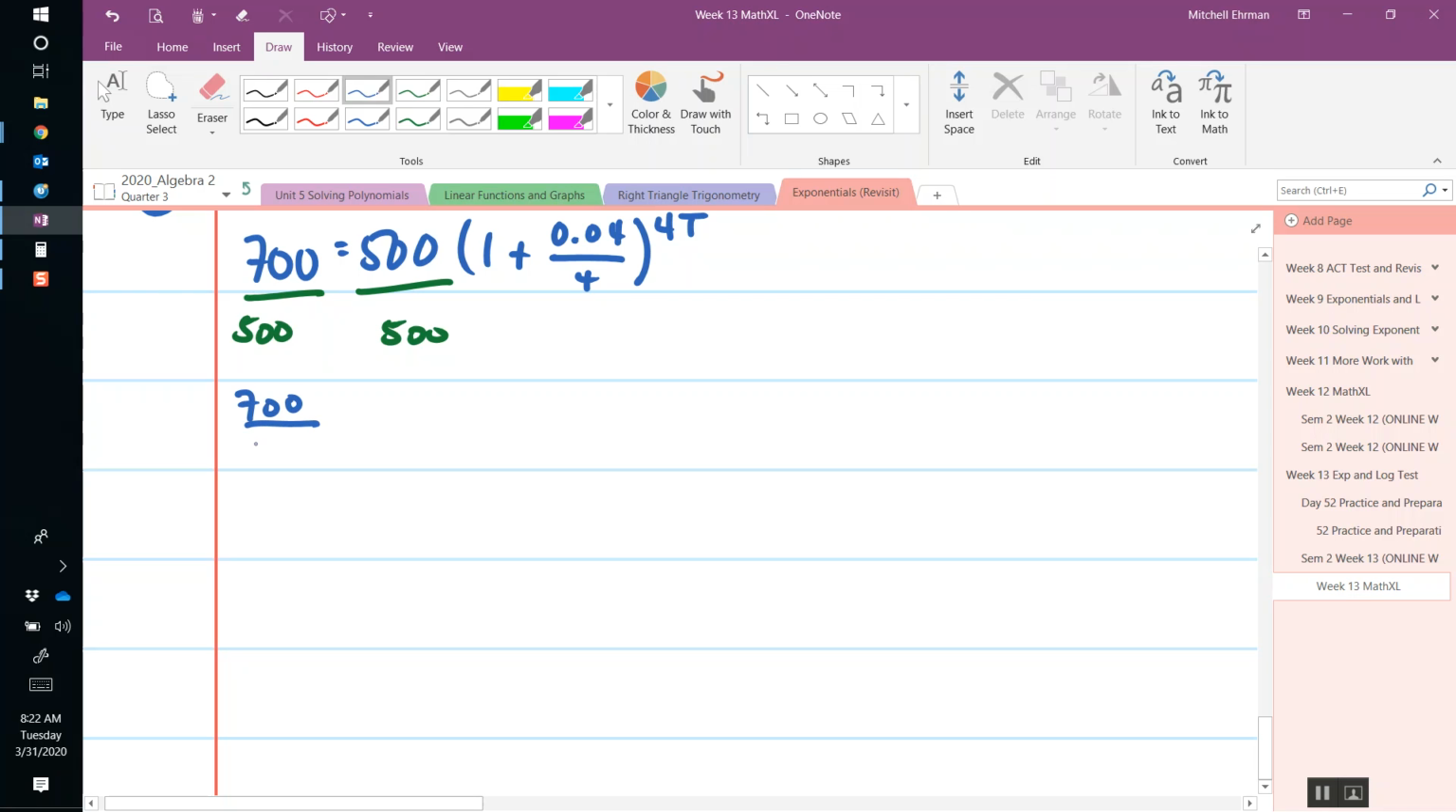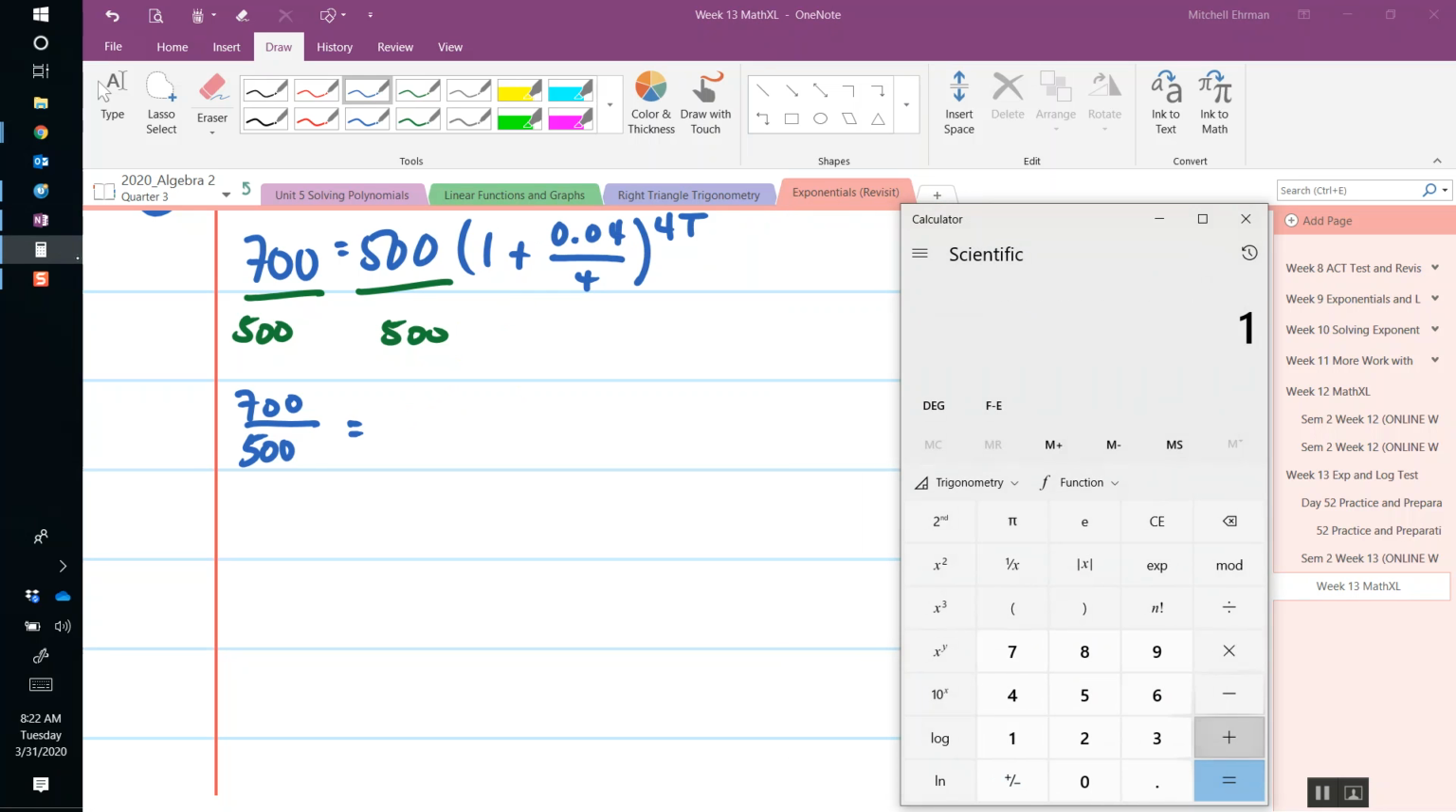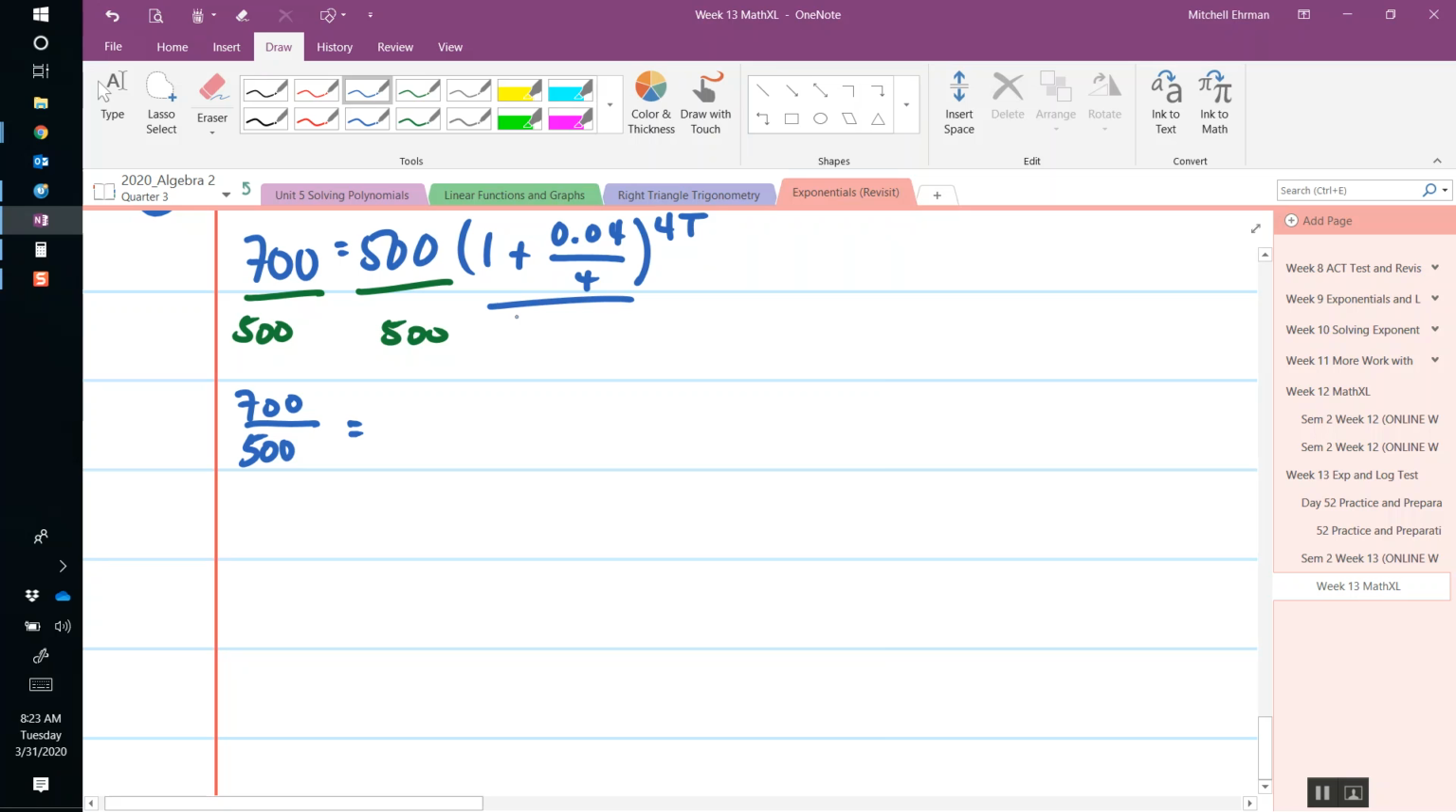I'm not going to simplify this yet. I'm not even going to go to the calculator yet, but 700 divided by 500 is equal to, well, you know what? I'm going to use a calculator to simplify this base right now. 1 plus, I'm going to write this in parentheses so that it follows the order of operations, 0.04 divided by 4. Well, I could have done that in my head. But 1 plus 0.04 divided by 4 is 1.01. So this exponential base is really just the number 1.01 raised to the 4t power.